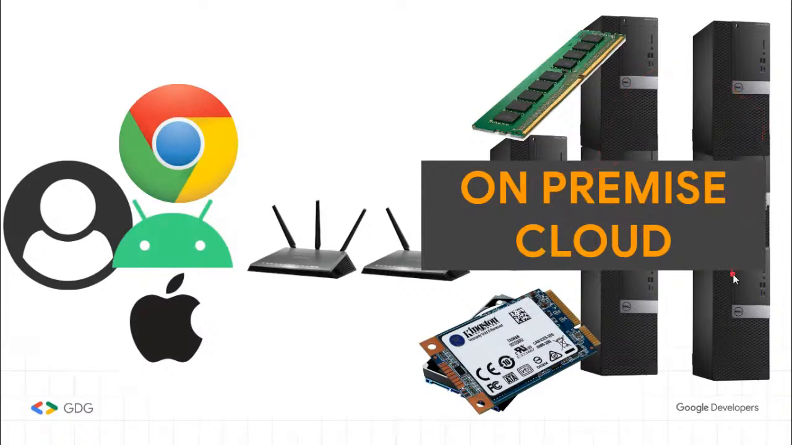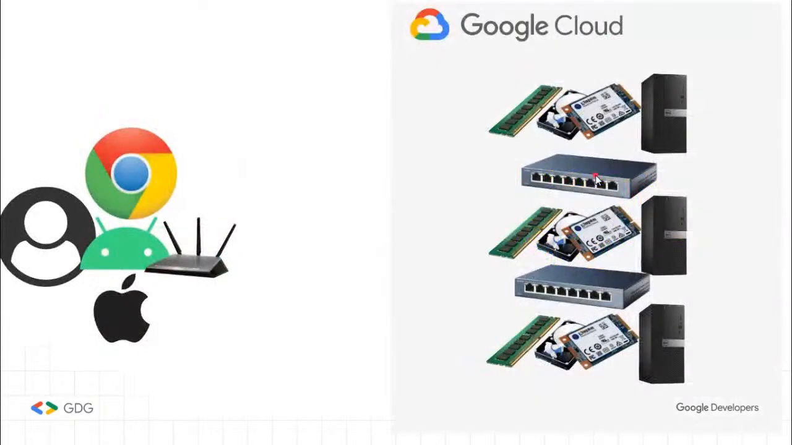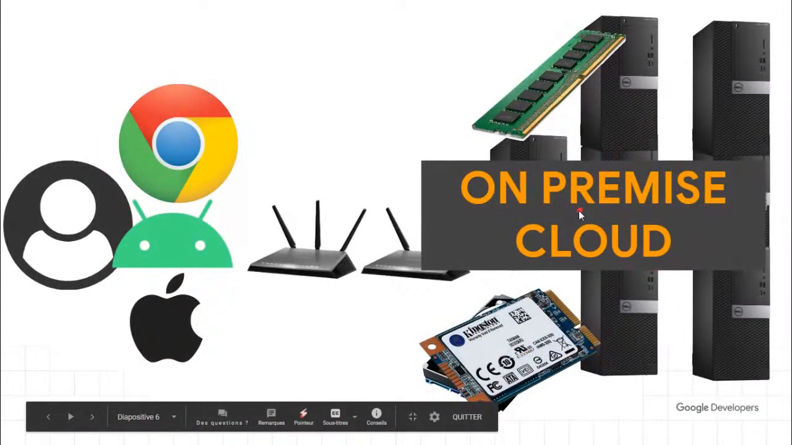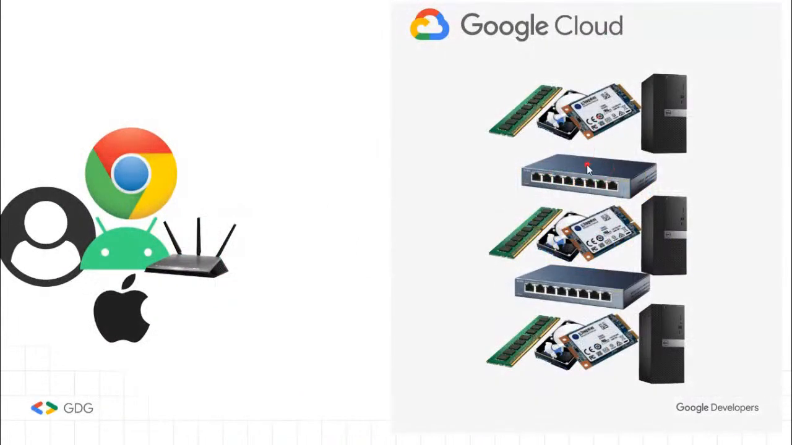We buy all this and then we will have a small amount of traffic, which means that we wasted money. So what we do is choose a public provider, and let's talk about Google Cloud, or what we call GCP. It's just a lot of machines, like you see, this is the exact on-premise cloud, but somewhere else.